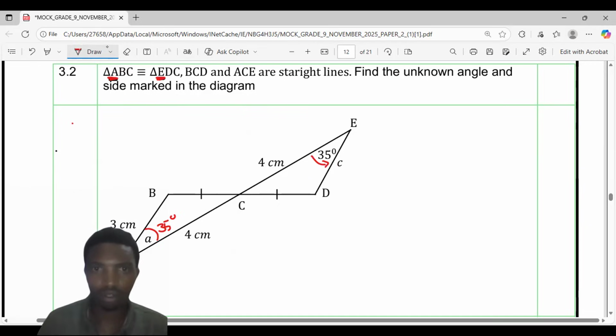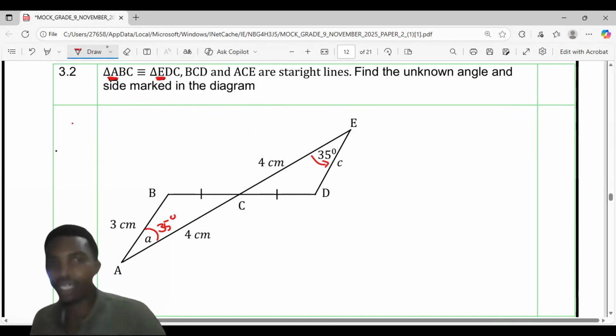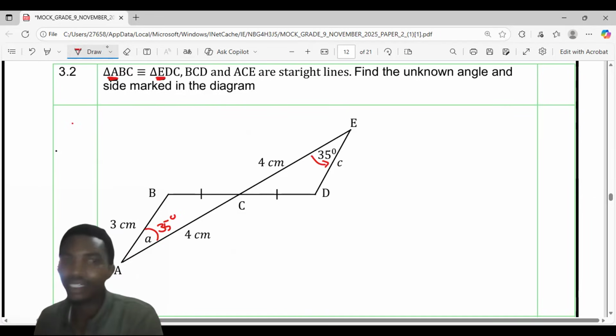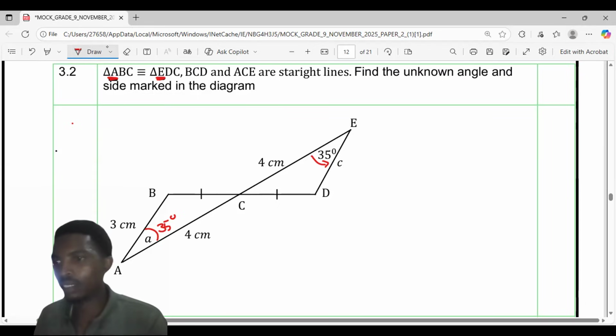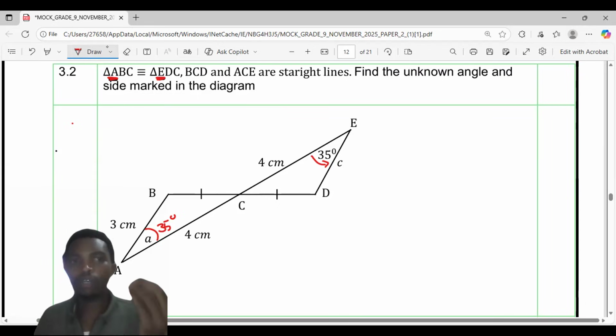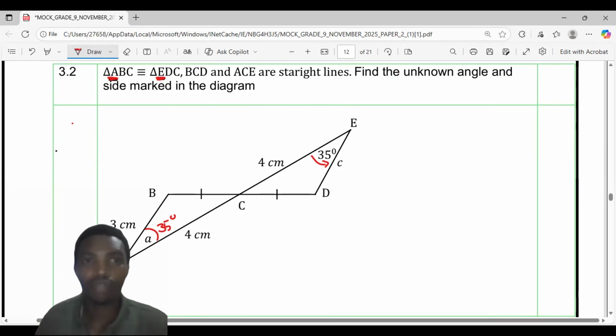So what if I said corresponding angles? No, that's wrong. You can say because triangle ABC is congruent, and then say they are corresponding angles. You can't just say they're corresponding angles like that. Remember, corresponding angles we normally use on the basis of parallel lines. But here you must imply that they are congruent, therefore corresponding angles, not just corresponding angles like that. Be specific.